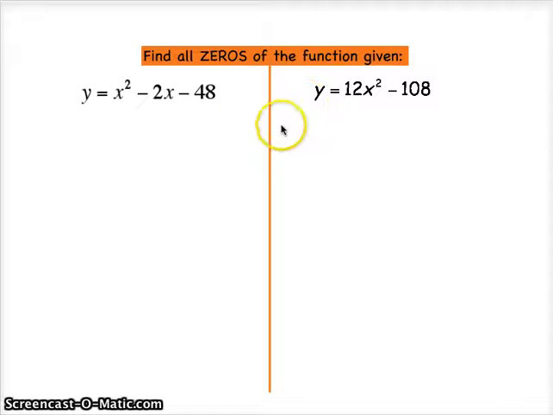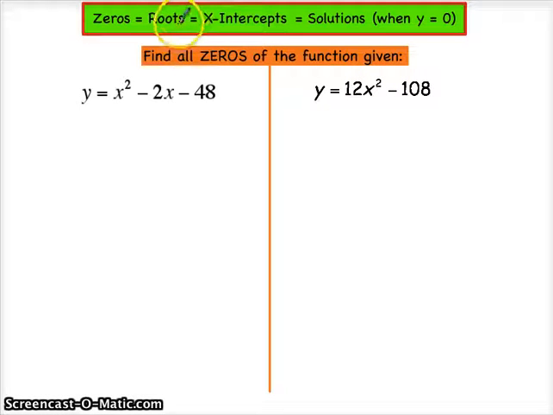Now, on this first screen, you'll notice that the first question we're actually given is to find all zeros of a function given the equations here. Now, you might remember that zeros of a function are the same thing as roots or x-intercepts on a graph, or the solutions when y equals 0. So the very first thing that we're going to want to do is go ahead and plug in 0 for y into each of our equations.